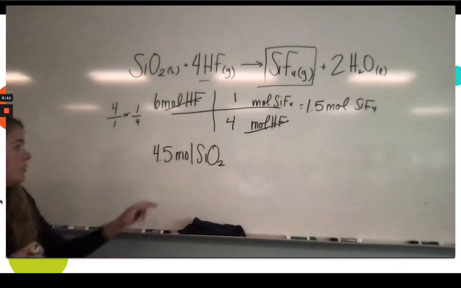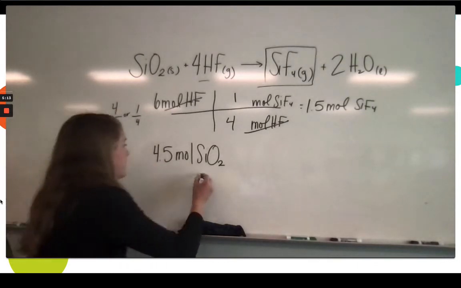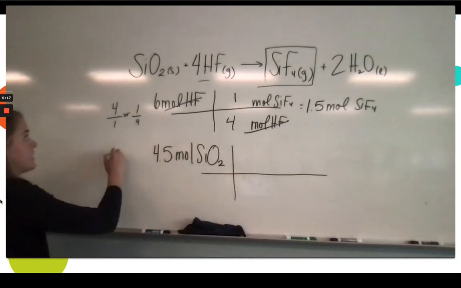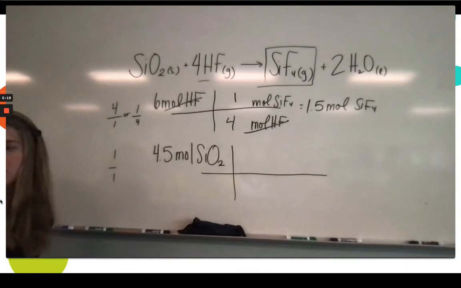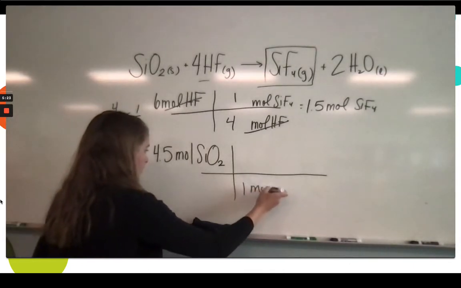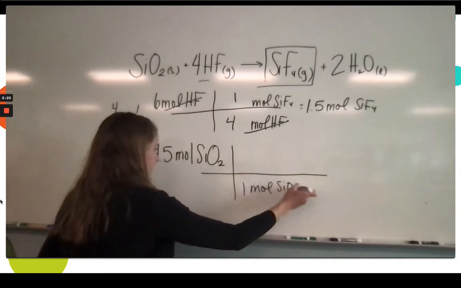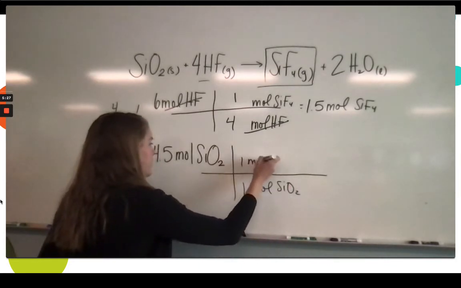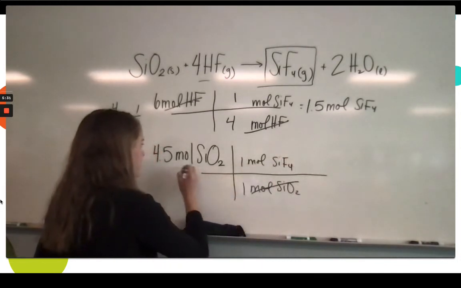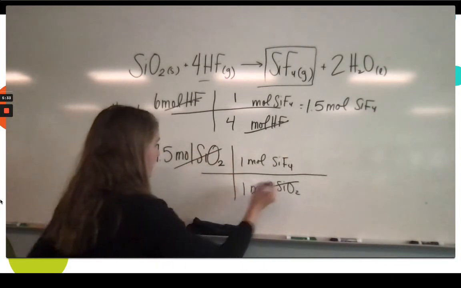Okay, so now let's turn this amount of moles of silicon dioxide into moles of silicon fluoride. Our mole ratio here is a 1-to-1 ratio, so that's a pretty easy math sequence. We have 1 mole of silicon dioxide equal to 1 mole of silicon tetrafluoride. Can cancel our moles of silicon dioxide. 4.5 times 1 divided by 1 is 4.5.